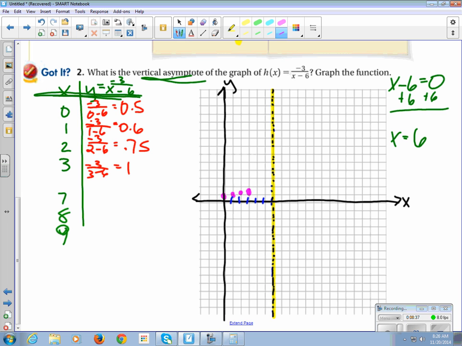So as you can see, we're increasing. So because we're increasing as we get near x equals 6, we want to shoot that up to infinity. So that's our U shape, diagonal U shape. Let's plug in 7 and see where that gets us.